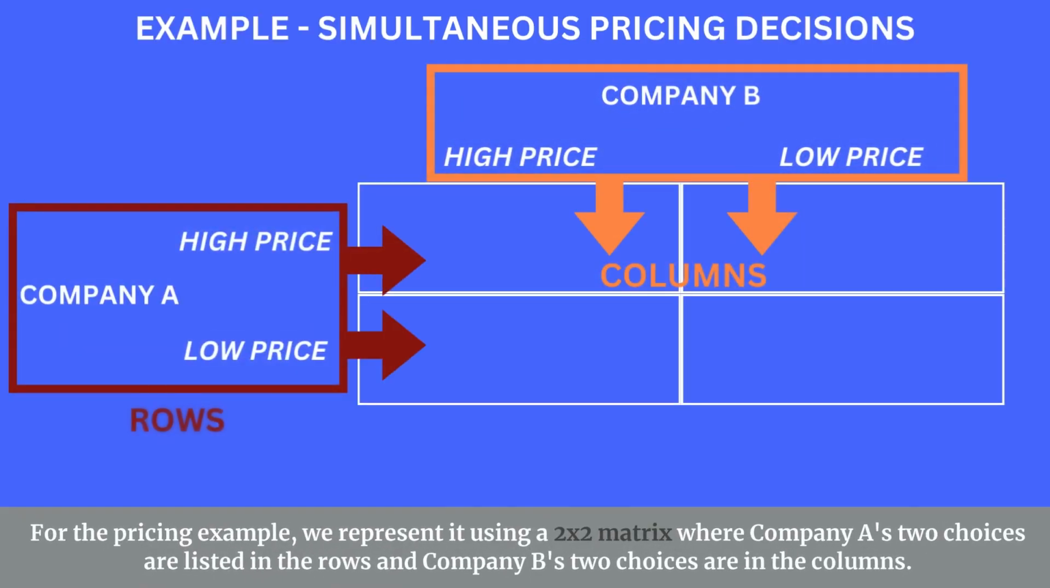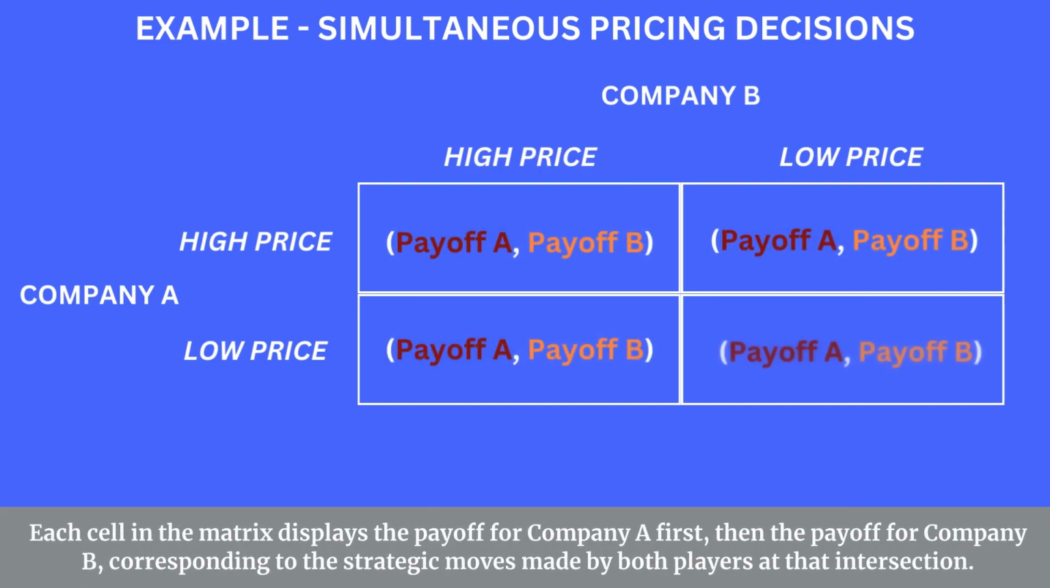For the pricing example, we represent it using a 2x2 matrix where Company A's two choices are listed in the rows and Company B's two choices are in the columns. Each cell in the matrix displays the payoff for Company A first, then the payoff for Company B, corresponding to the strategic moves made by both players at that intersection.